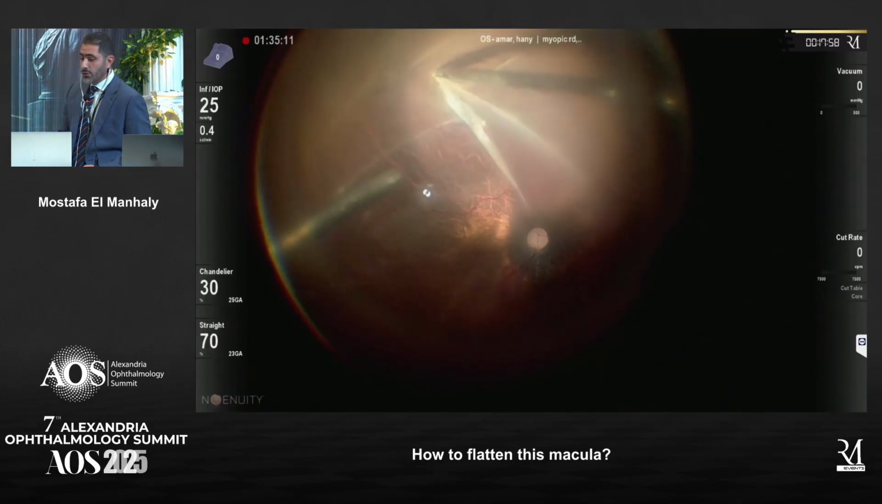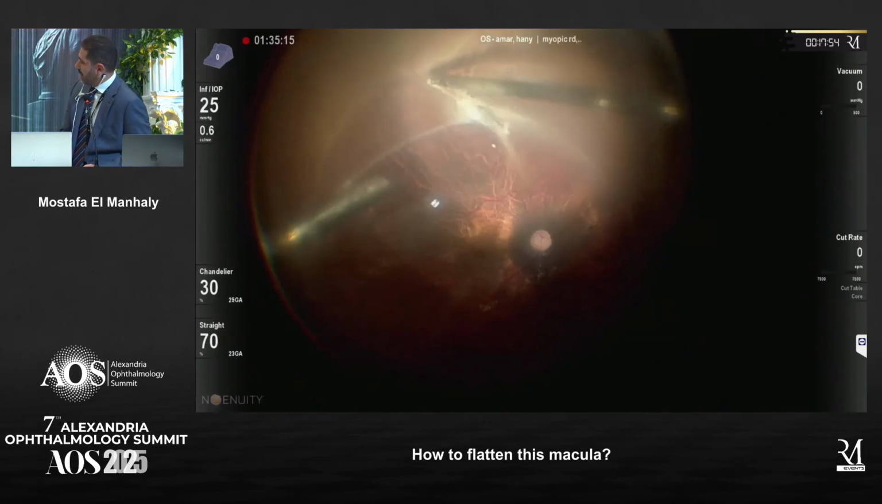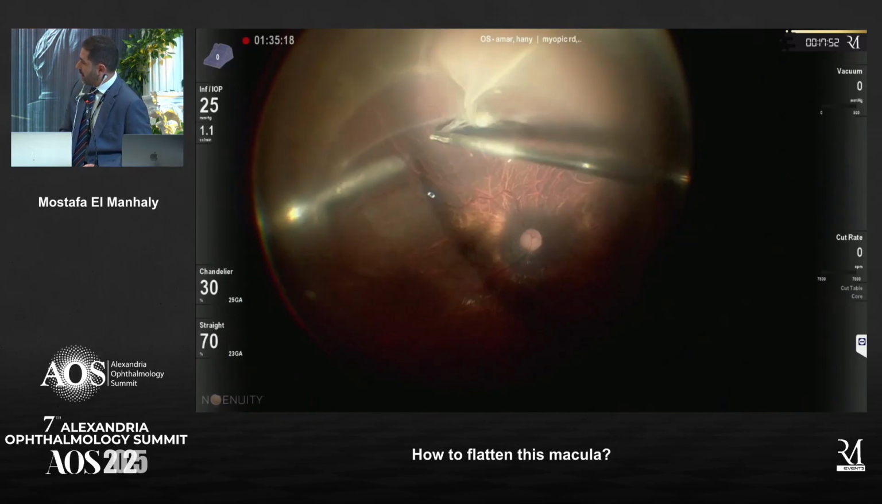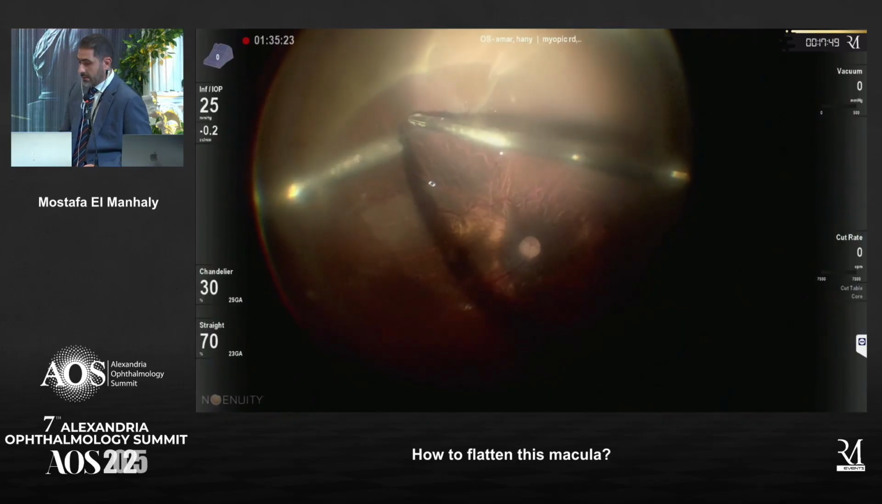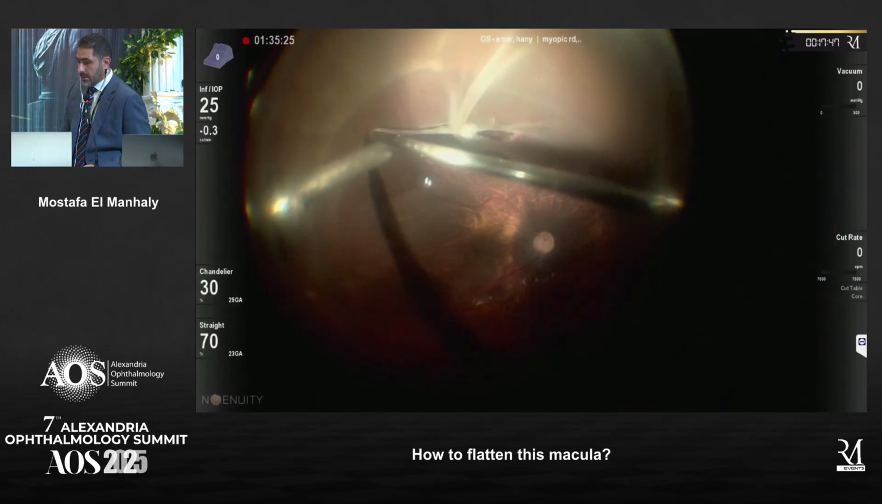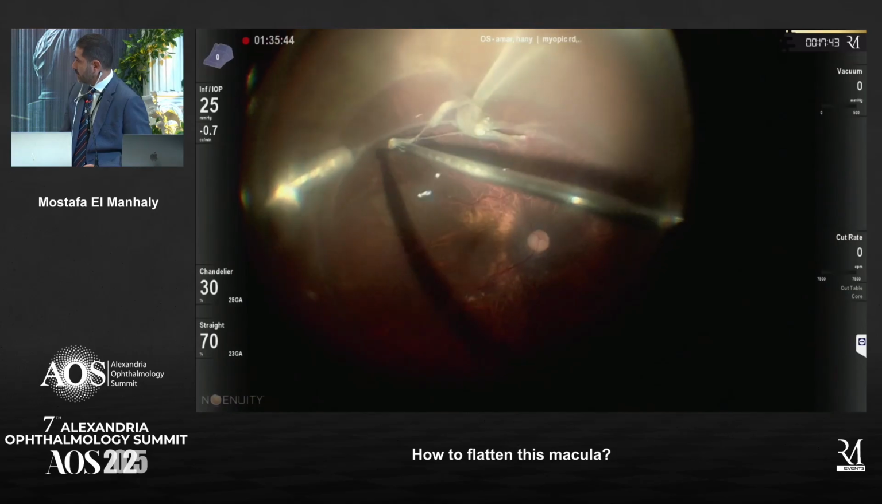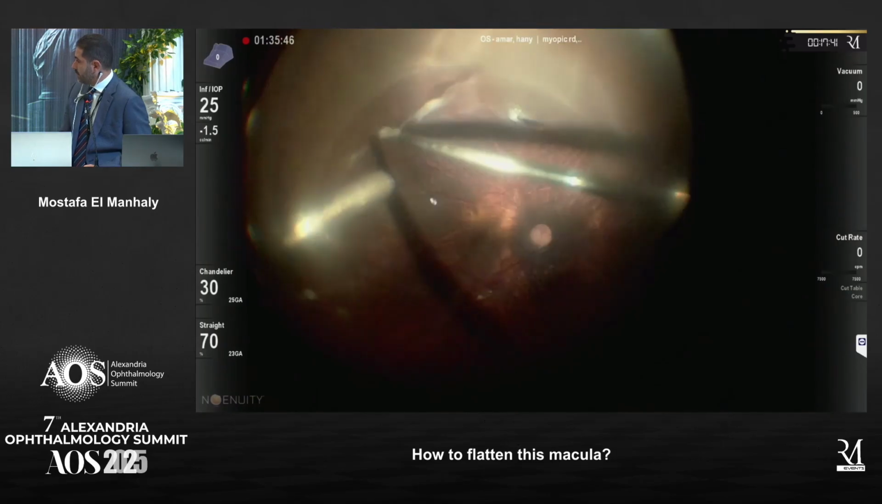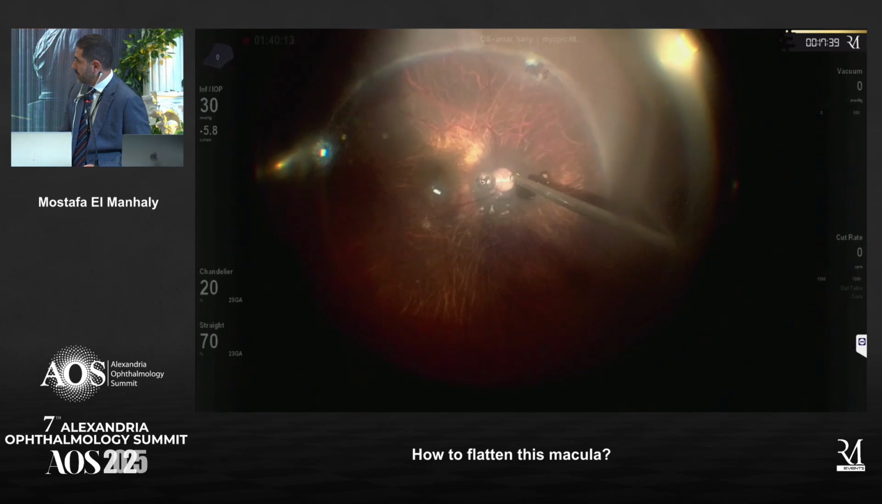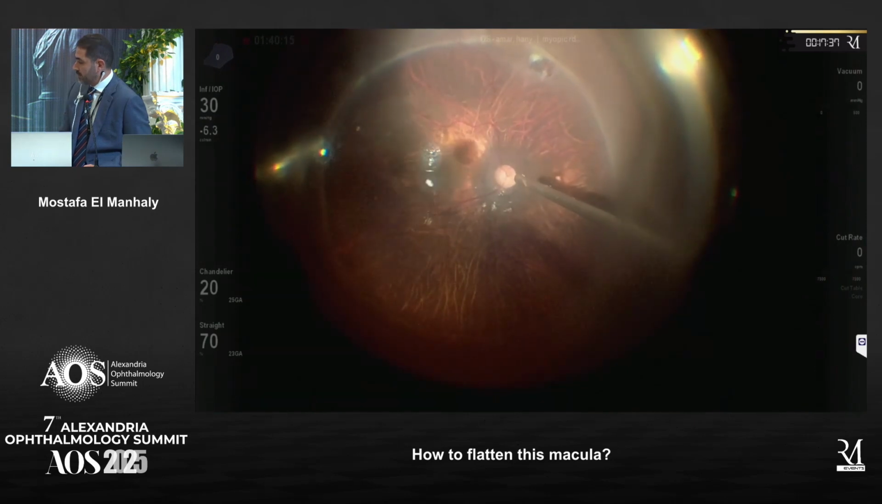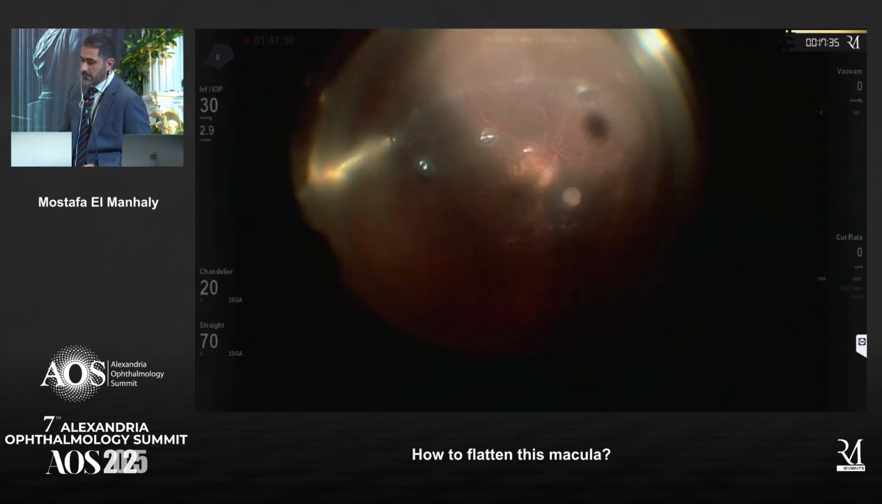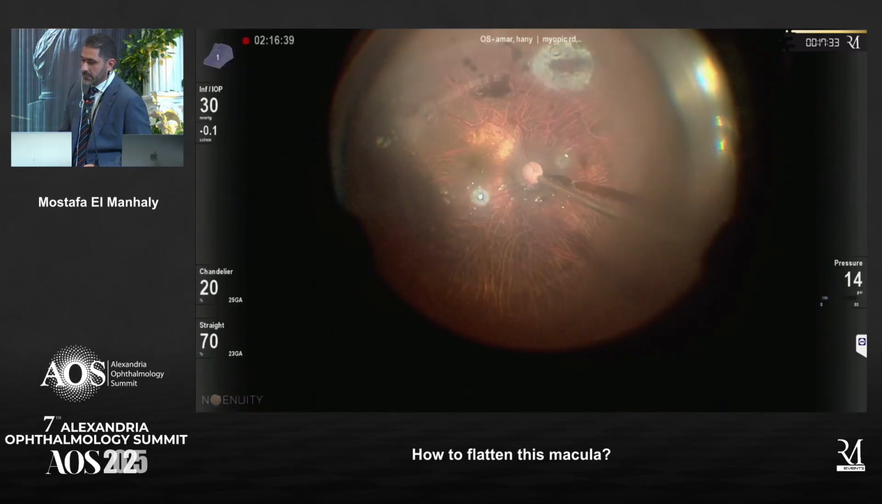Why in such a case did you decide to remove this subretinal band? Did it hinder the retina? Because this subretinal strand was so stiff and causing tenting of the retina. So I had to remove the subretinal strand, and it was not removed completely. Yes, just to allow the retina to attach.